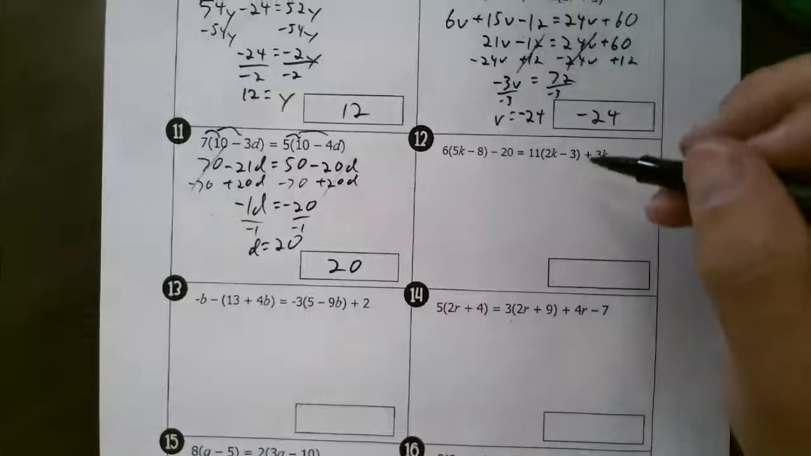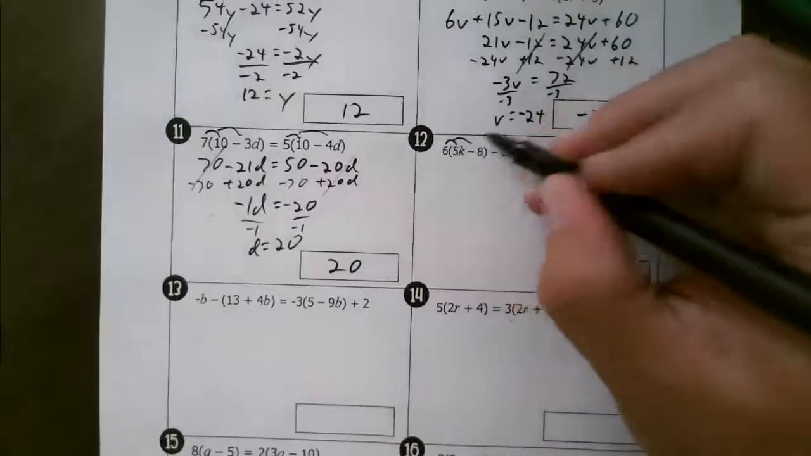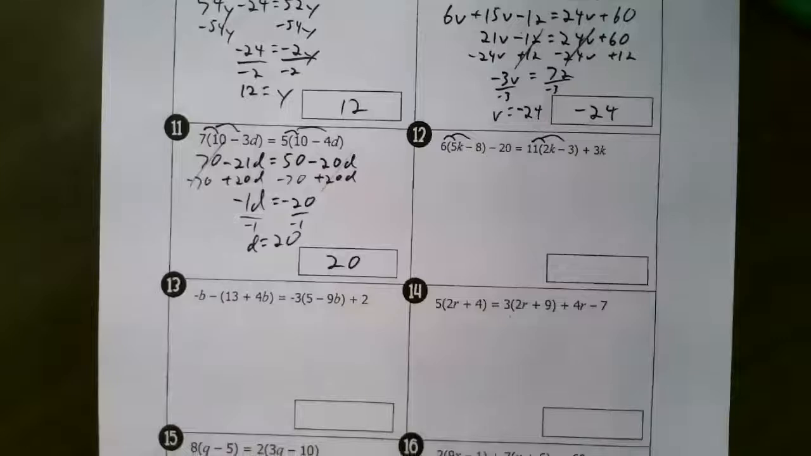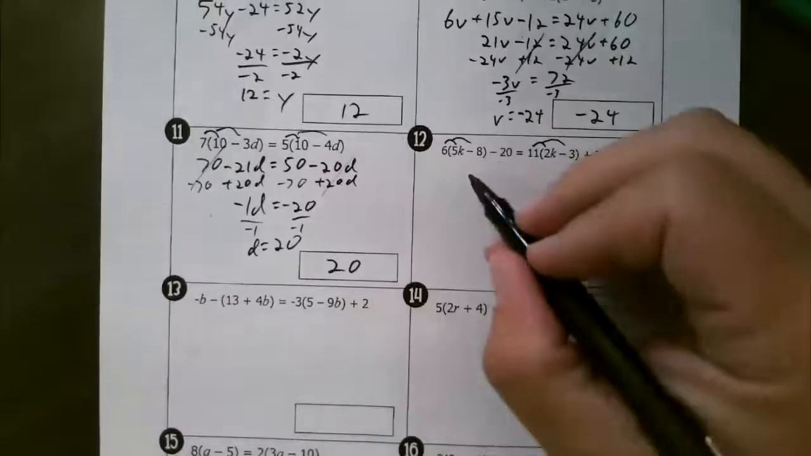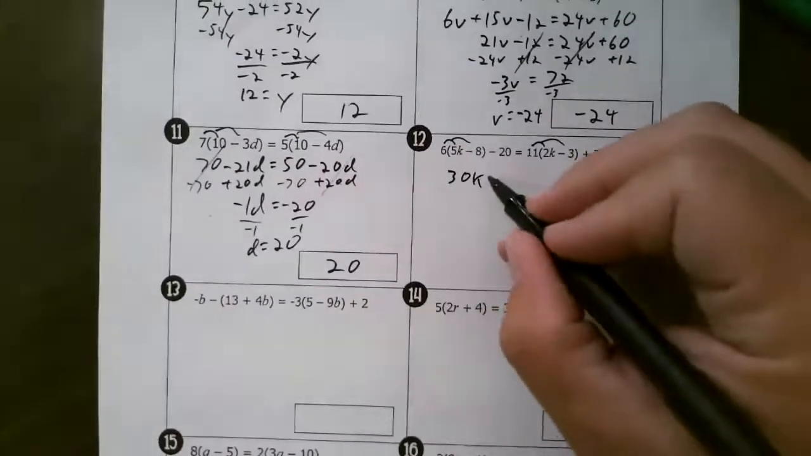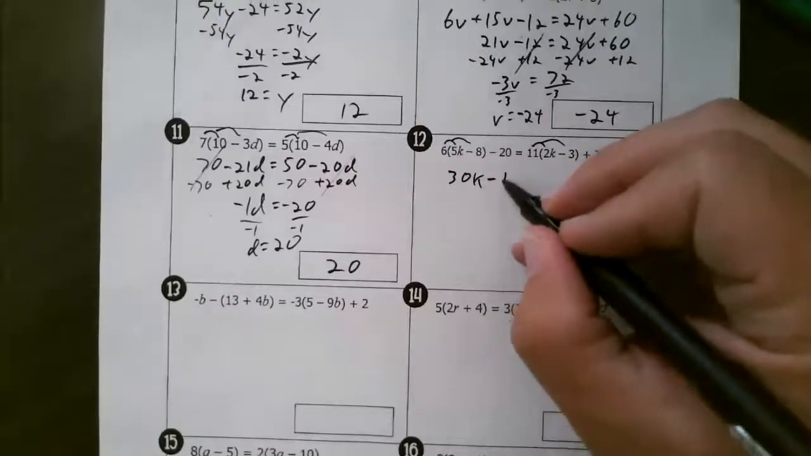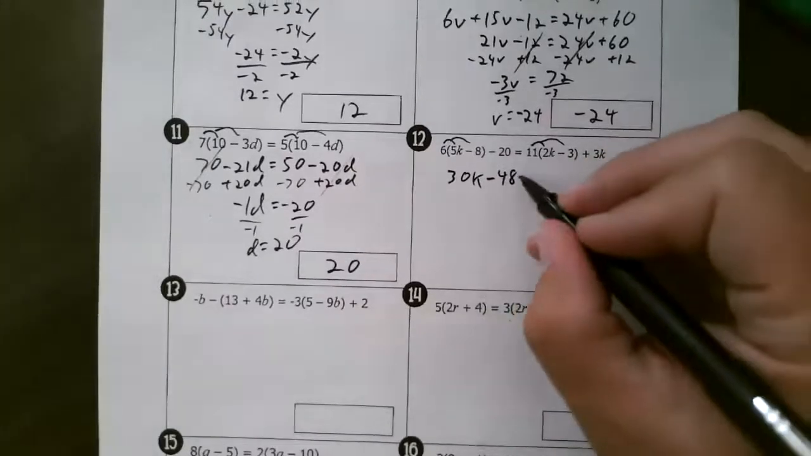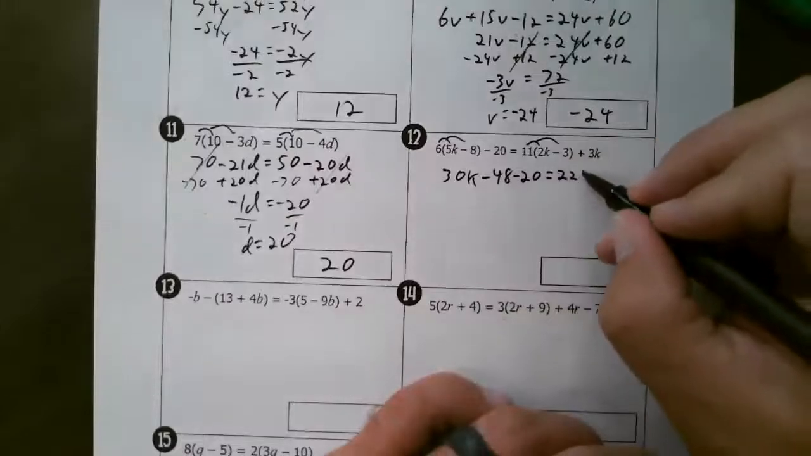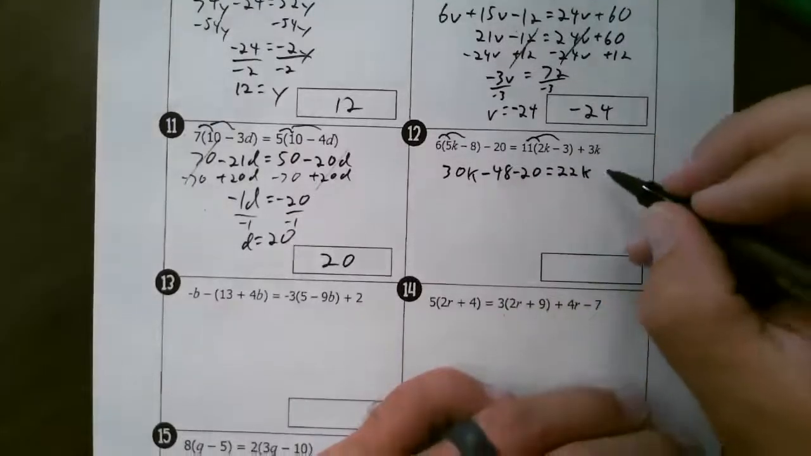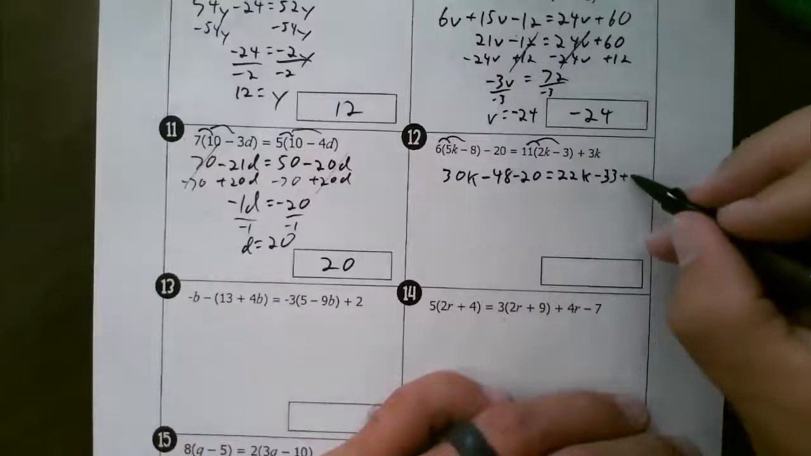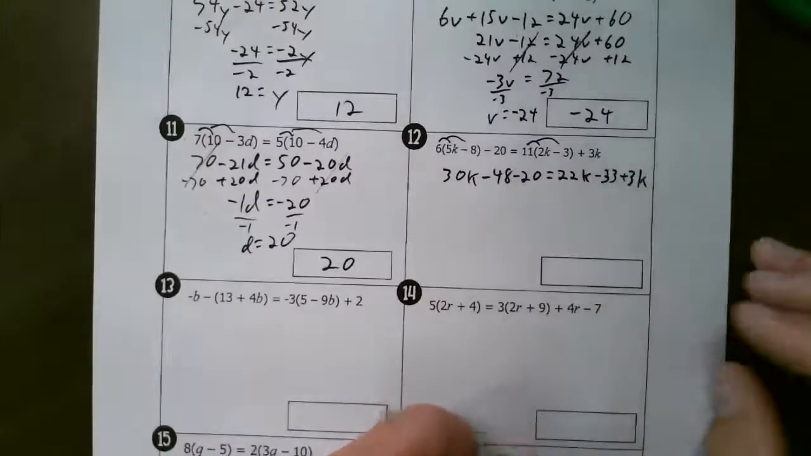On 12, distribute the 6 to both parts. Distribute the 11 to both parts. We have 30k minus 48 minus 20 equals 22k minus 33 plus 3k.